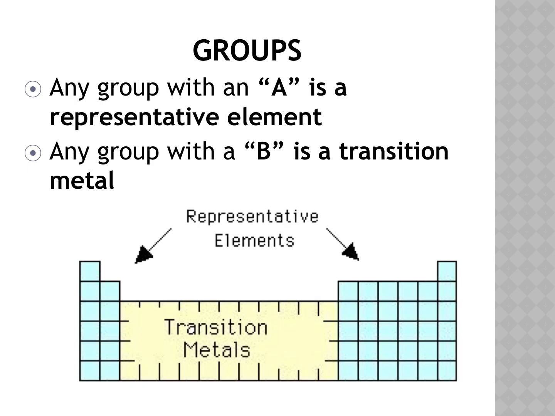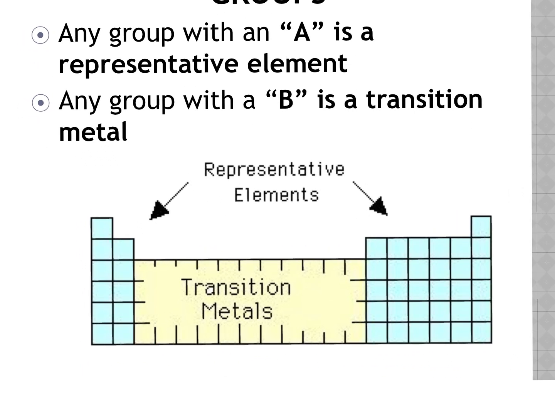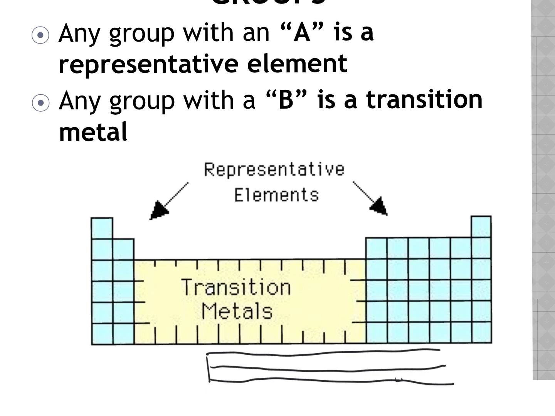Now we can take the periodic table and break it into just two big groups. Anything on the previous one you labeled with an A, we're going to call representative elements. You'll find those on the outside of your periodic table, so I want you to shade in those columns. Those are representative elements. The section we labeled as B, those are called transition metals. Notice on your periodic table you have two rows at the bottom. Those bottom two rows are also transition metals.